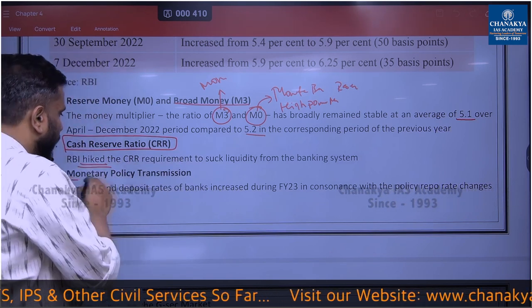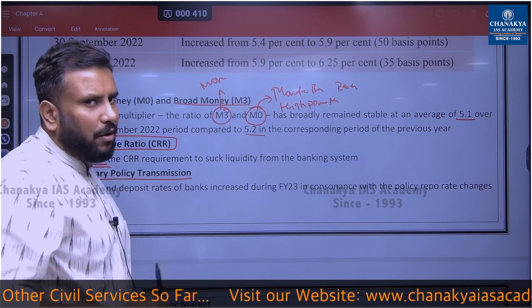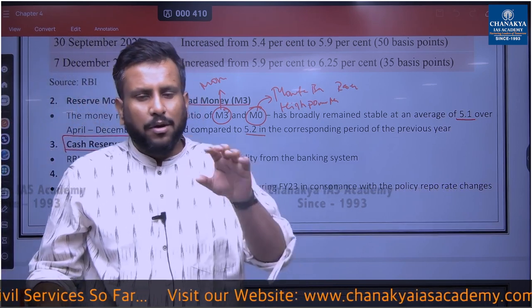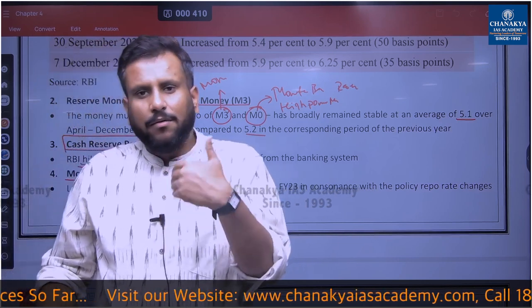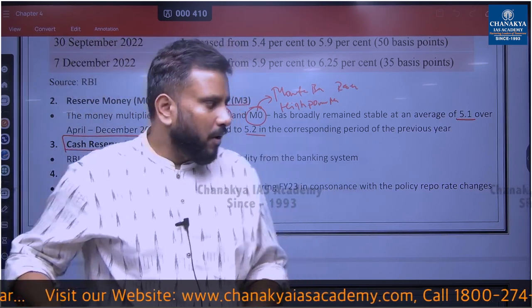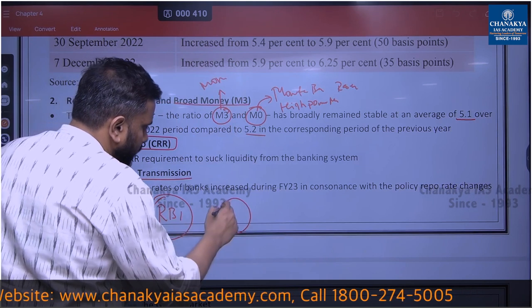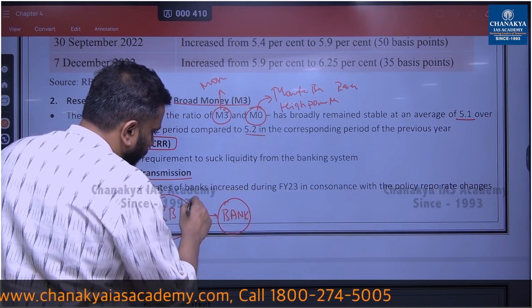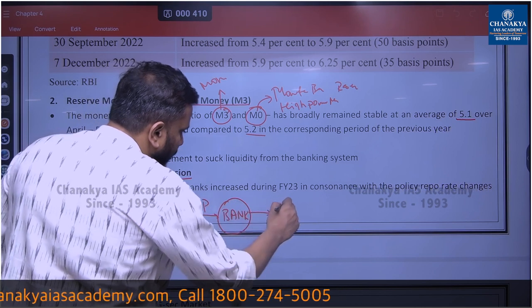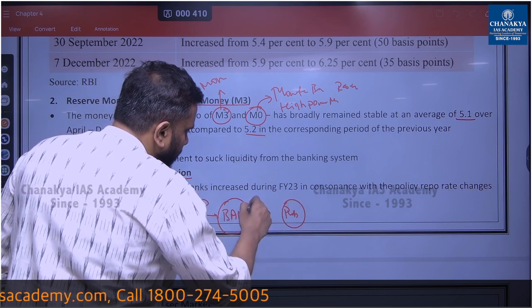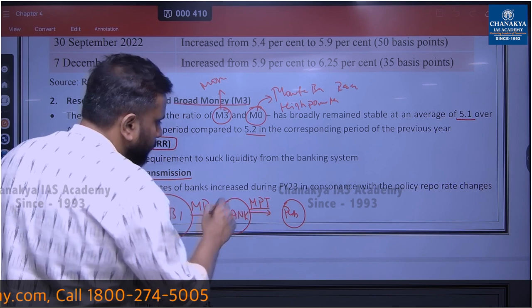Then the monetary policy transmission. So what do you mean by monetary policy transmission? See, one is monetary policy and the other one is monetary policy transmission. Monetary policy is between the RBI and banks. So this is where the monetary policy comes. And between banks and the public, the monetary policy transmission comes.